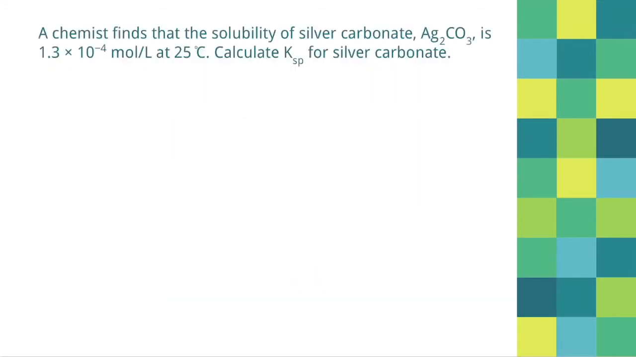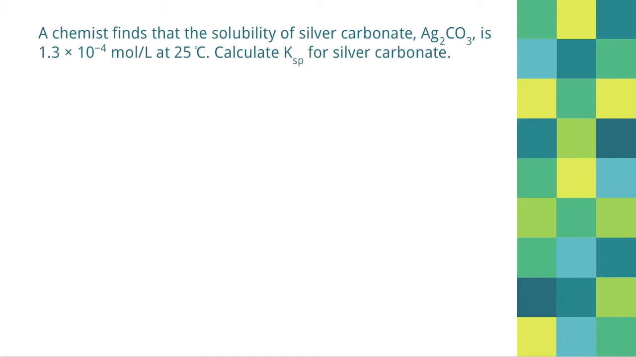So now we're going to take a look at a couple of examples and see some problems and how to solve them using KSPs. Our first question says a chemist finds the solubility of silver carbonate, or Ag2CO3, is 1.3 times 10 to the negative 4 moles per liter at 25 degrees Celsius. And we want to calculate the KSP for this compound.